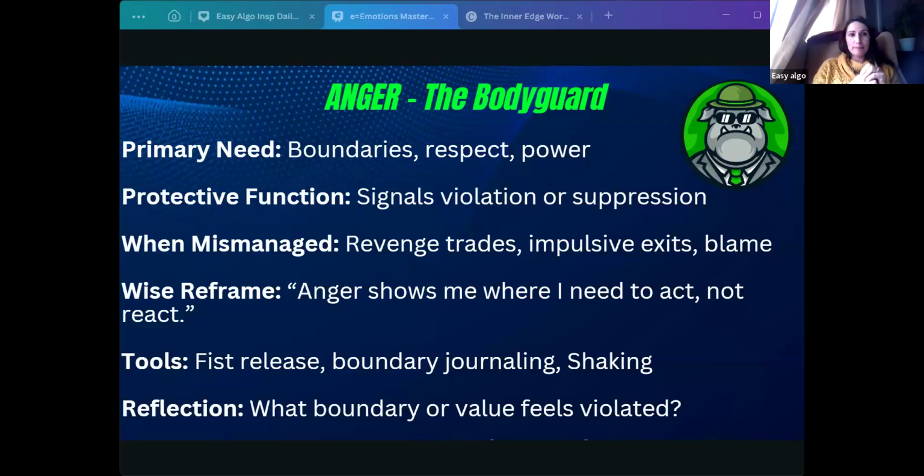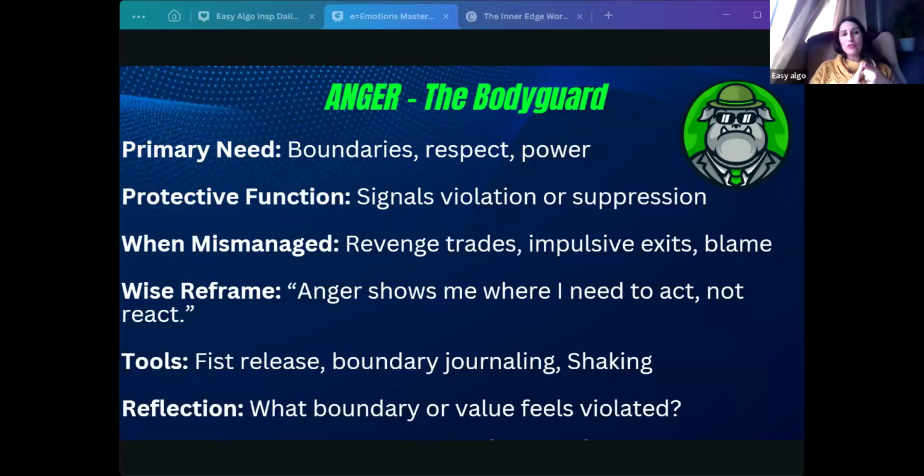I have no resources. So this is going to look like things like revenge trading, impulsive exit, blaming the manipulators, blaming the market, going into that good old victim state that we've spoken about before. Anger is showing me where I need to act, not where I need to react. Okay, so what is your wise reframe here? And then some tools that we can implement.